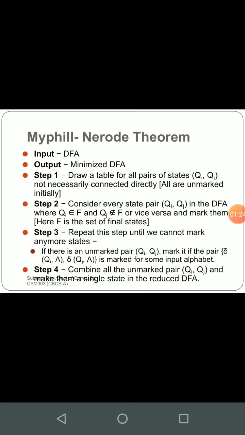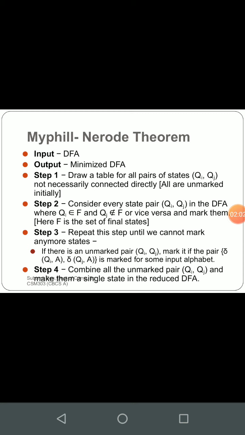Step 1 says draw a table for all pairs of states Qi, Qj, not necessarily connected directly. Means in a DFA there will be several states. They are generally depicted with Q, and we will draw a table and keep all the states there, and afterwards we will mark them according to some rules. We will see that, but beforehand we will write all those available states, and they may or may not be directly connected, whatever may be the case.